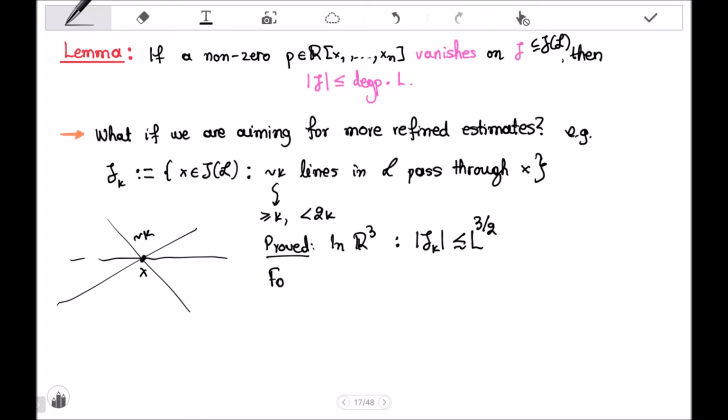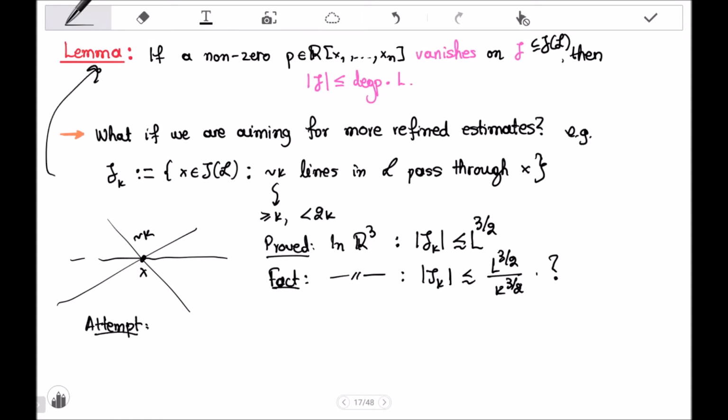But also a fact, turns out, is that again in R3, the number of k-rich joints is much smaller. It's at most L to the 3 halves over k to the 3 halves. We have not explained this, but actually it holds. The question is, how can you prove such a thing? It's stronger than the above. So let's make an attempt to prove it using the above lemma and combining it with a vanishing lemma, see what we have.